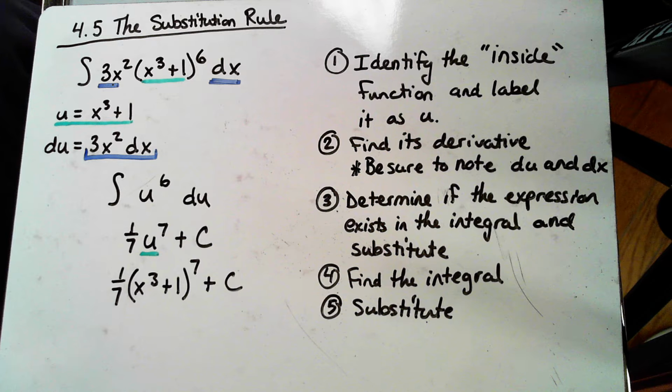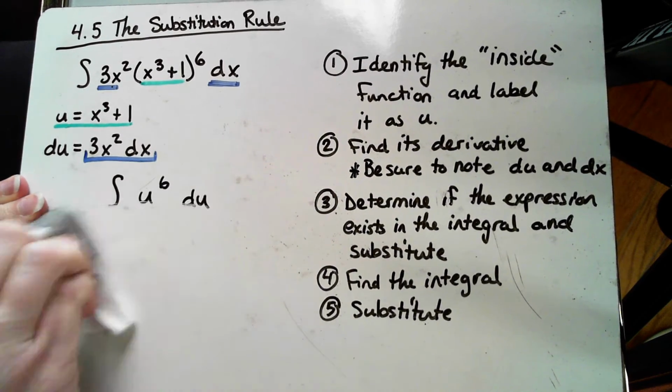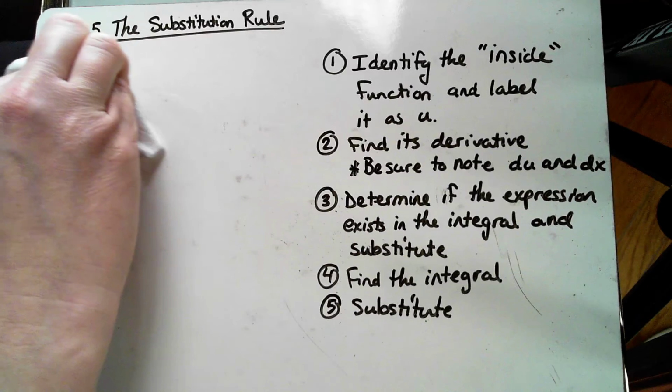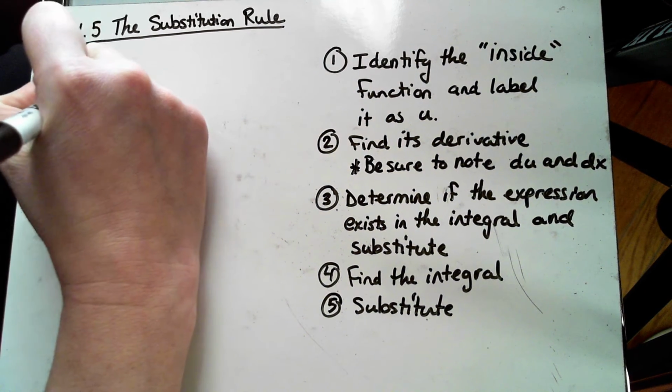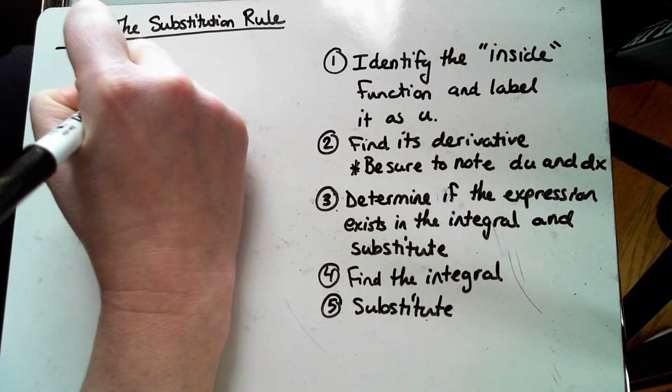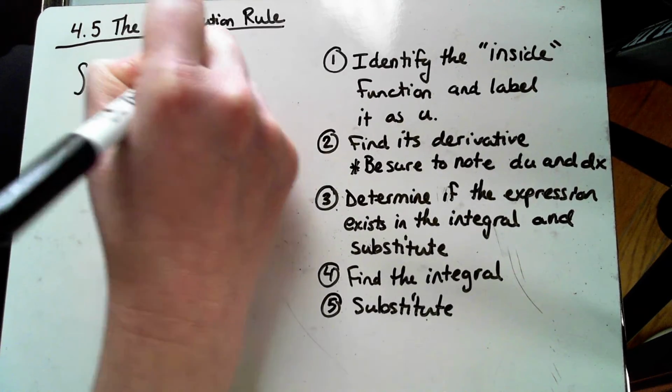Okay, so we look for the inside function, substitute it out using a u value, do the derivative, look to substitute back in, do the integral, and then substitute again. So it seems rather complicated, but with practice it isn't so bad. So let's do another example. Okay, in this example, the u derivative is not going to match exactly with what's in our integral, but that's okay. We can fix that. So I have the integral of (2x minus 5) to the 10th dx.